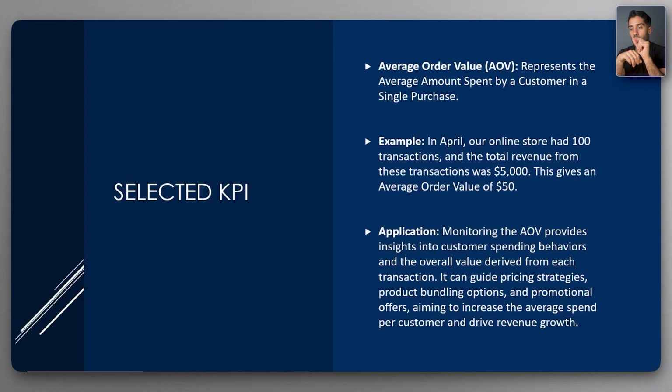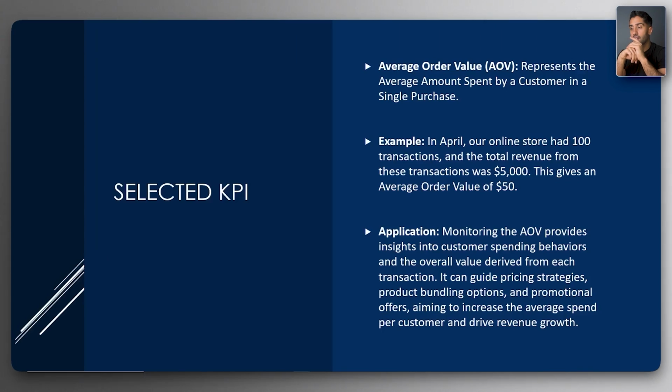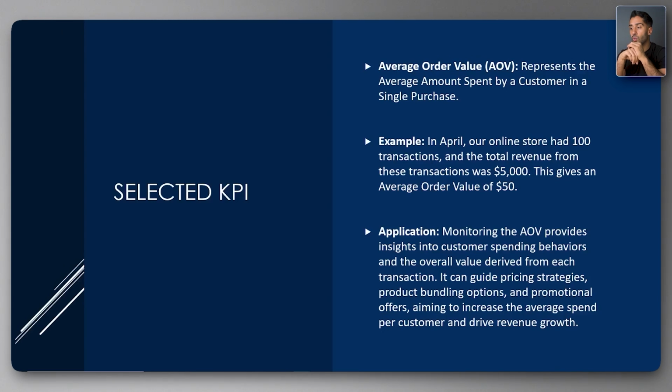So let's just understand, what does AOV actually mean? Average order value, AOV, represents the average amount spent by a customer in a single purchase. For example, in April, our online store had 100 transactions, and the total revenue from these transactions was 5,000. This gives us an average order value of 50, 5,000 divided by 100.